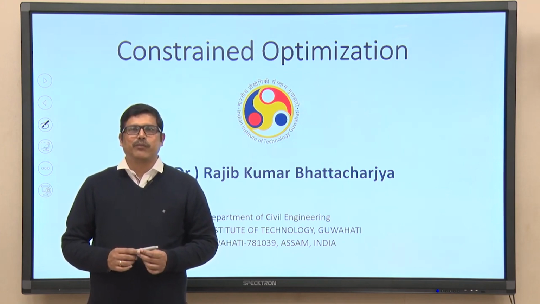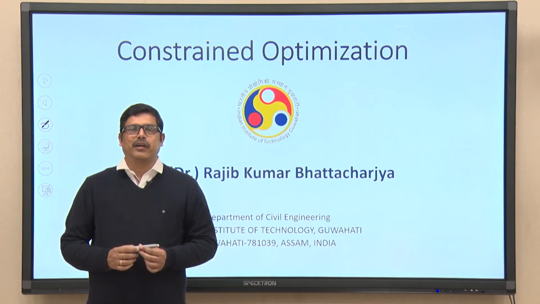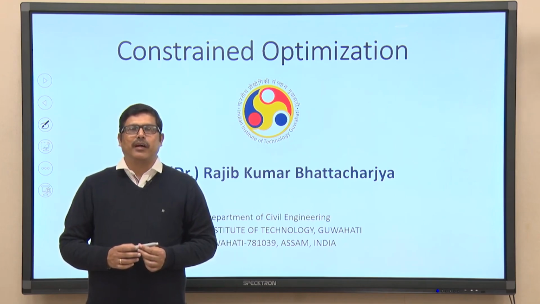One is the constraint problem with equality constraint. There we derived the Lagrange function and then defined the necessary and sufficient conditions. Then we discussed the constraint optimization problem with inequality constraint, and there we derived the Kuhn-Tucker conditions. These conditions are necessary, but not sufficient. But for a convex problem, Kuhn-Tucker conditions are necessary as well as sufficient.